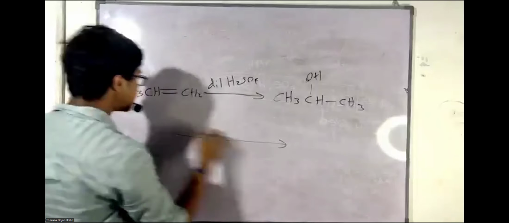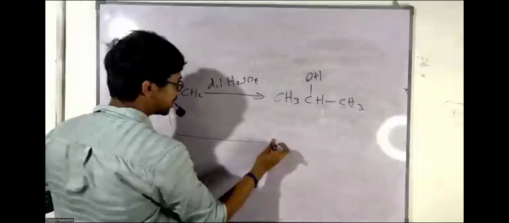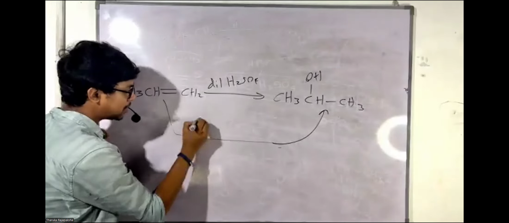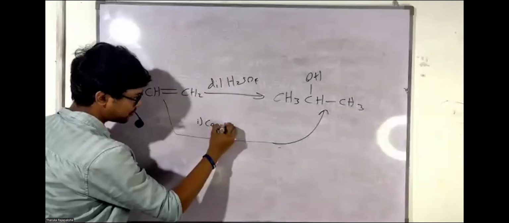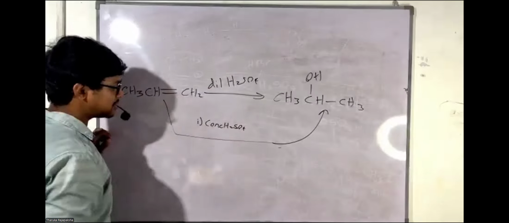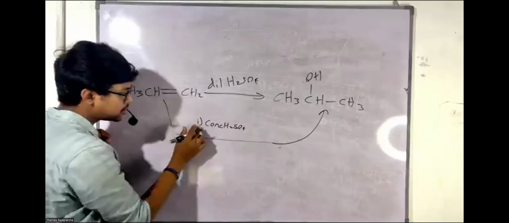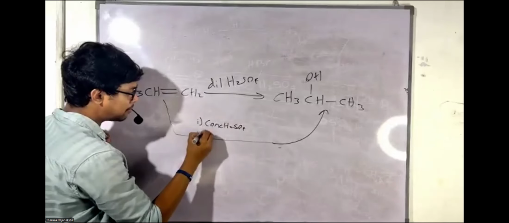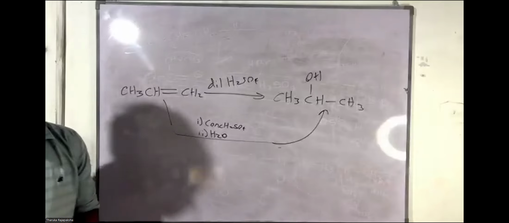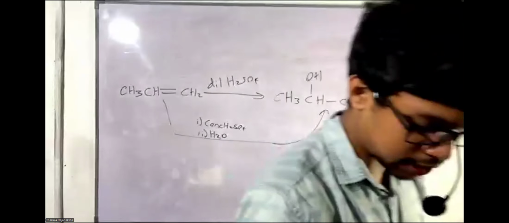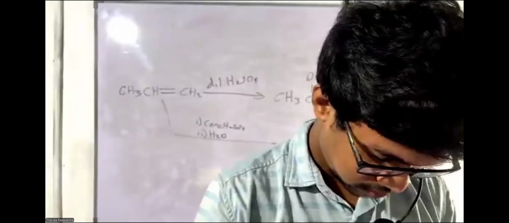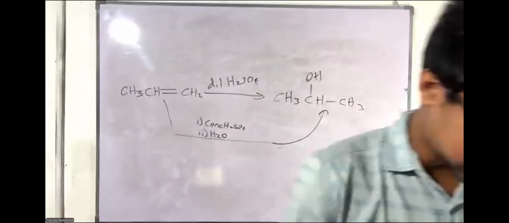So you can write this reaction like this also. I'll write it to the same compound. You can put Roman number 1 and write conc H2SO4. You don't have to write dilute H2SO4. This is also another method. So number 1 conc H2SO4 and then number 2 water. Conc H2SO4 and water.